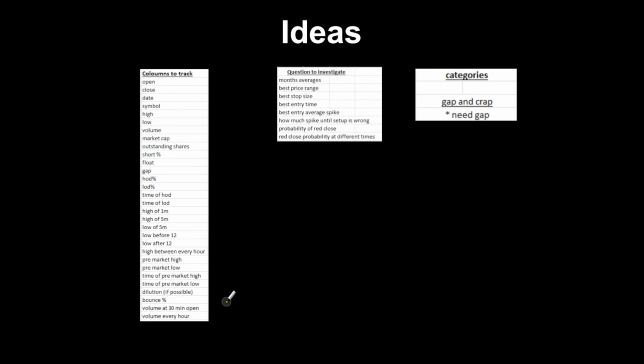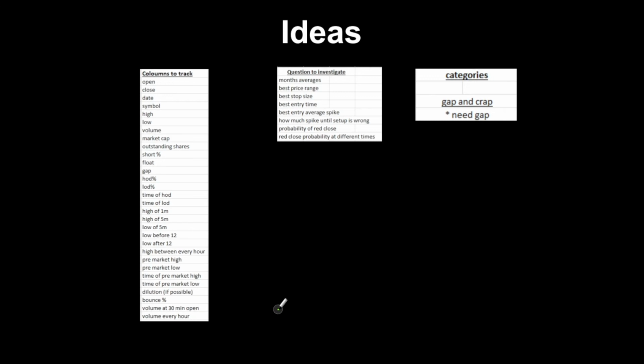Bounce percentage. I don't really use this, but for some setups it could be really useful. If you're going for the bounce after high of day, like shorting the next bounce, then you could look at how much that percentage is, and what time that bounce would normally happen. So that can be very useful for you.